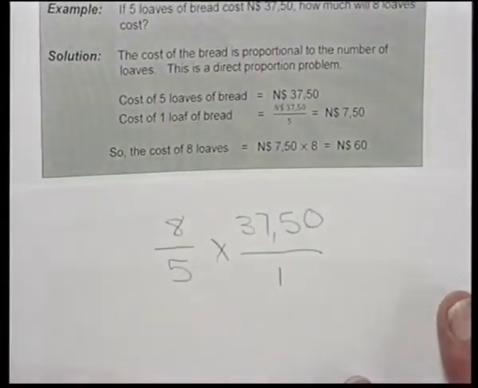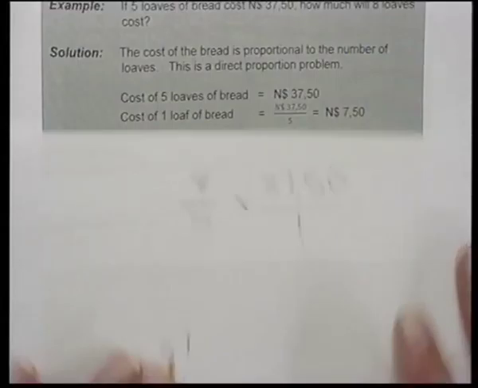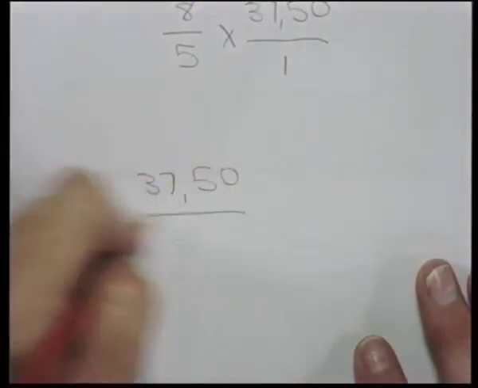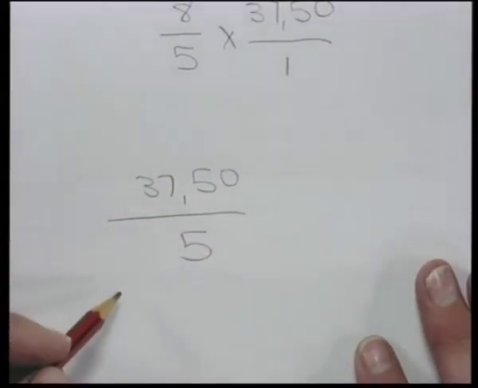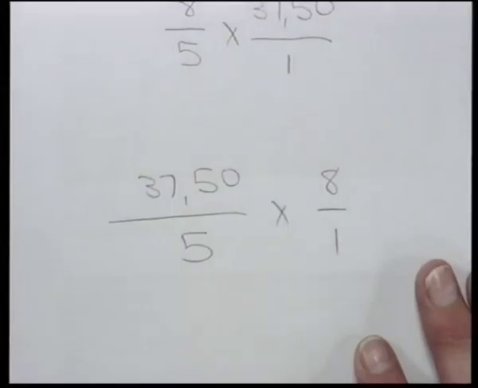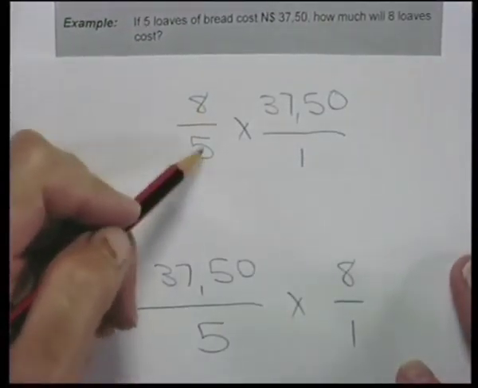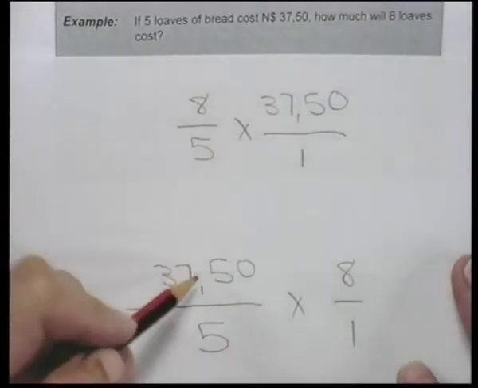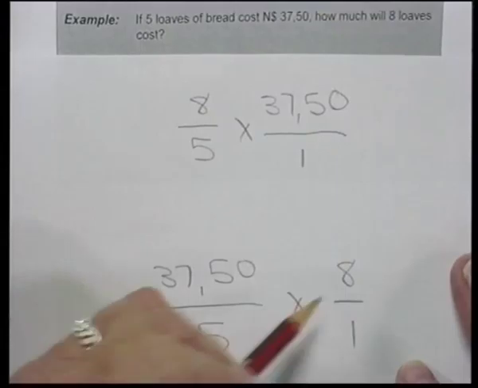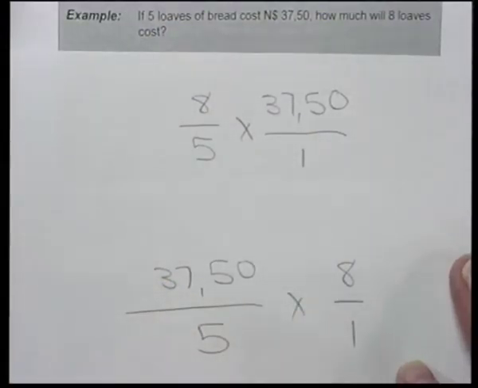Or you can say 37.5 over 5 to find the price of 1 bread. And to find the price of 8 breads, you multiply with 8. So you will get the same answer. 8 divided by 5 times this, or the price of the 5 breads divided by 5 times 8. You'll get the same answer.